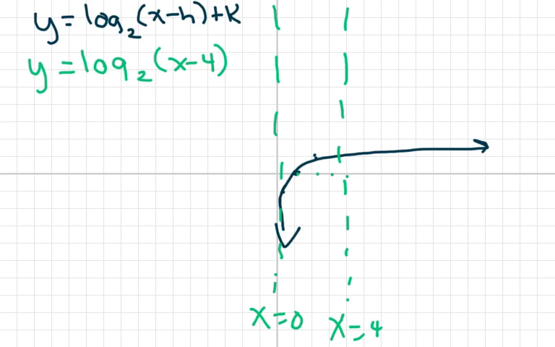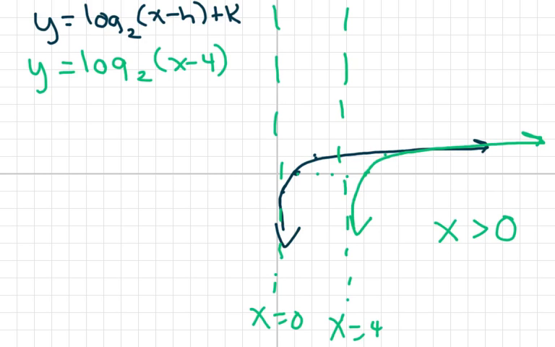And then just plot my points, move everything over by 4. And so there it would be something like this. I just shifted everything over by 4. That means my domain changed as well. X is greater than 4.